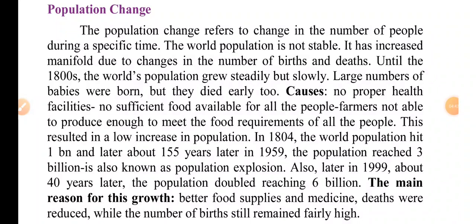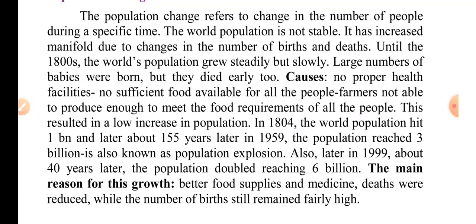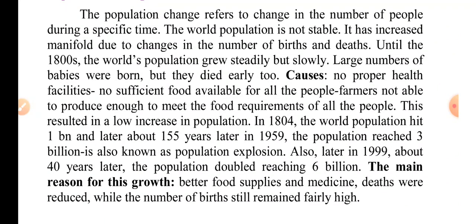Until the 1800s, the world's population grew steadily but slowly. Large numbers of babies were born, but they died early too. Causes: no proper health facilities, not sufficient food available for all the people, and farmers not able to produce enough to meet the food requirements of all the people. This resulted in a low increase in population.